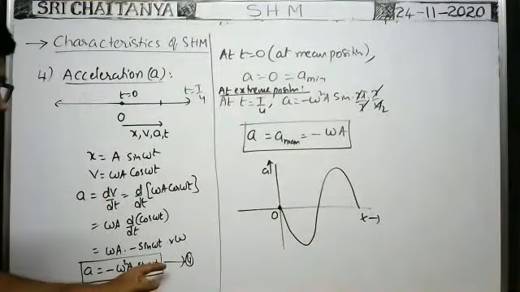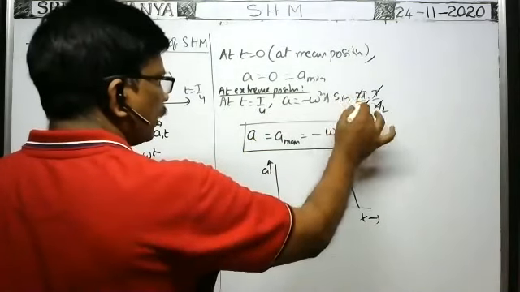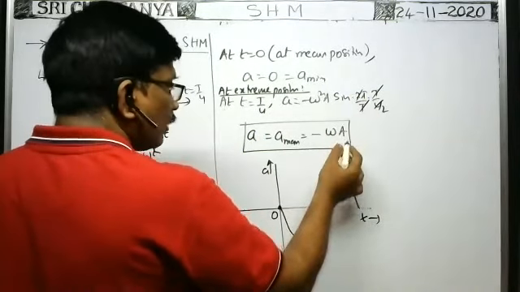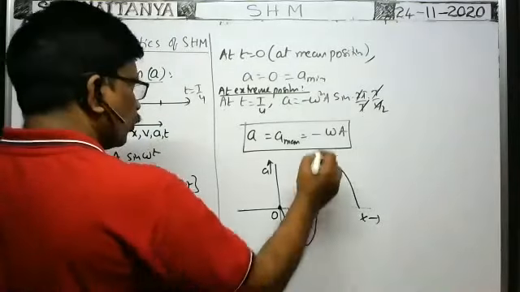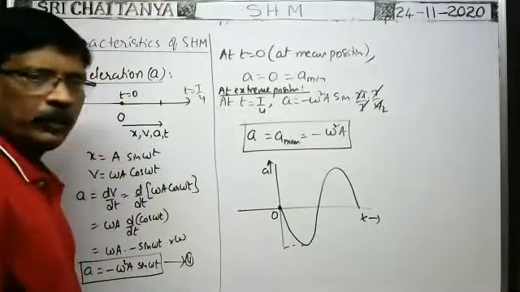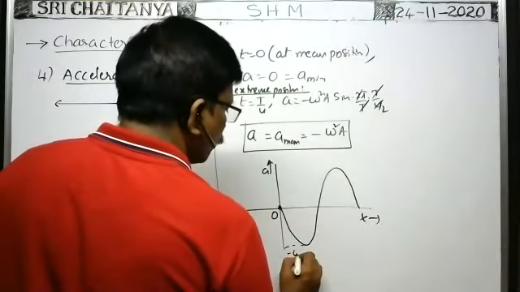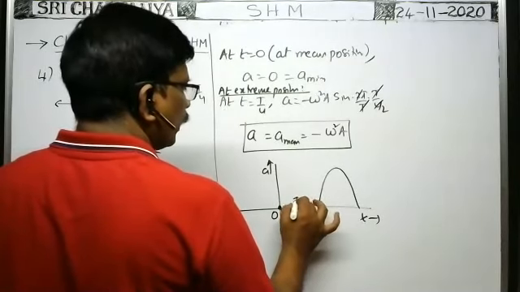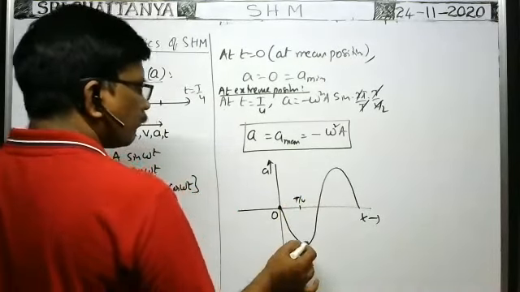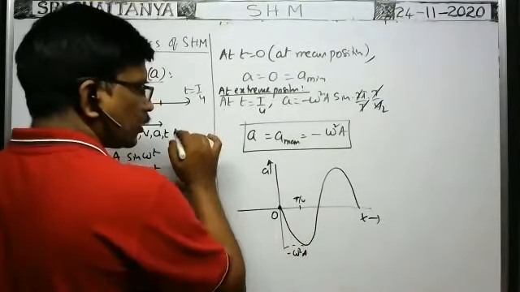As time increases, see, sin omega t: when t is equal to T by 4, this value is sin pi by 2, which means maximum. The negative value is maximum, and that point lies here. It is minus omega square A. Exactly at t equal to T by 4, the particle has maximum acceleration, which is equal to minus omega square A, as it lies at extreme position.